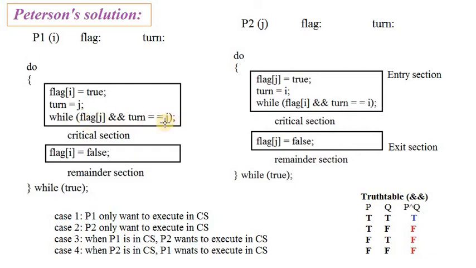But here the while loop doesn't contain any body, it ends with a semicolon. That means the program will run the same statement again and again. If the condition is not satisfied, it will enter the critical section. That means if the condition is false, only then will it exit the while and enter the critical section.